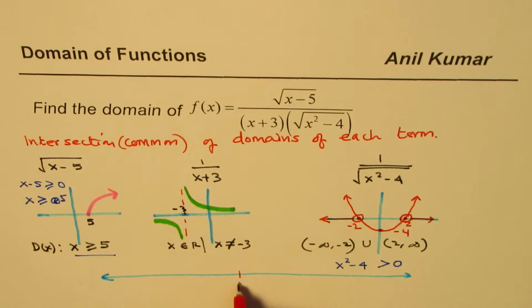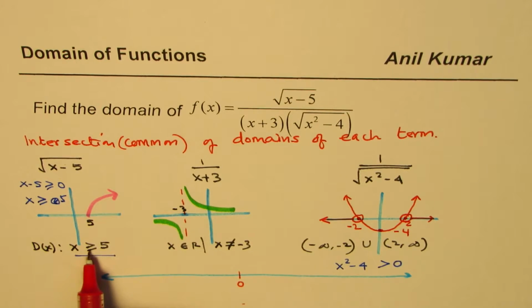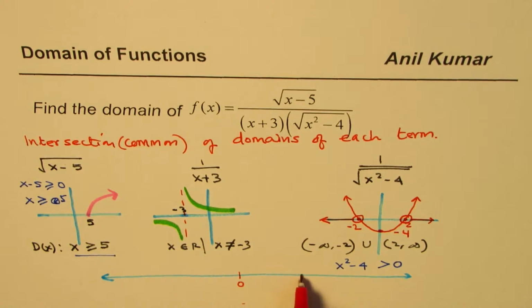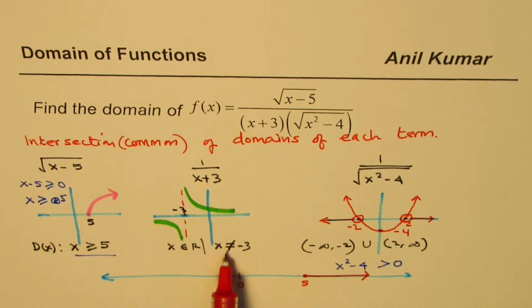So let's say this is our 0. Now this square root function, which is in the numerator, says x should be greater than or equal to 5. So let's say this is 5 here. So this says it should be kind of like this. Is it okay? Perfect. Now the other one says it is all real numbers except minus 3. All real numbers except minus 3.